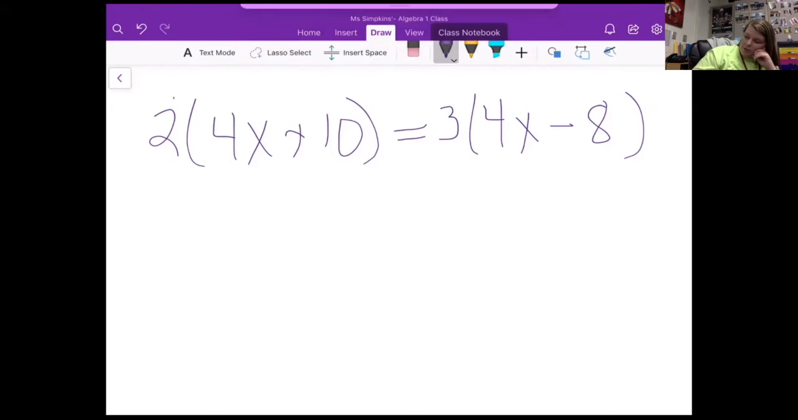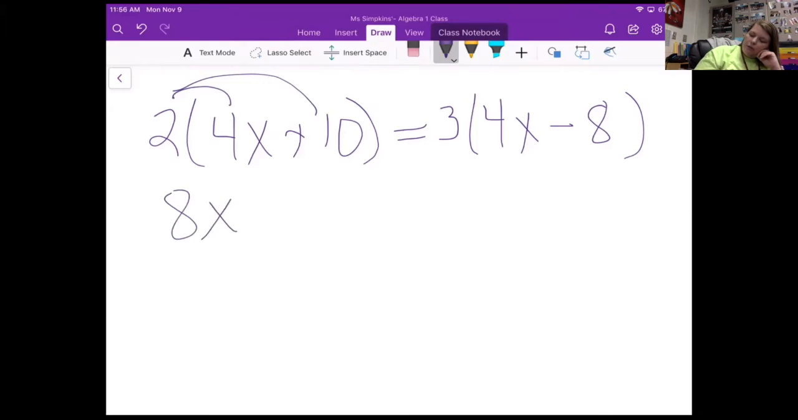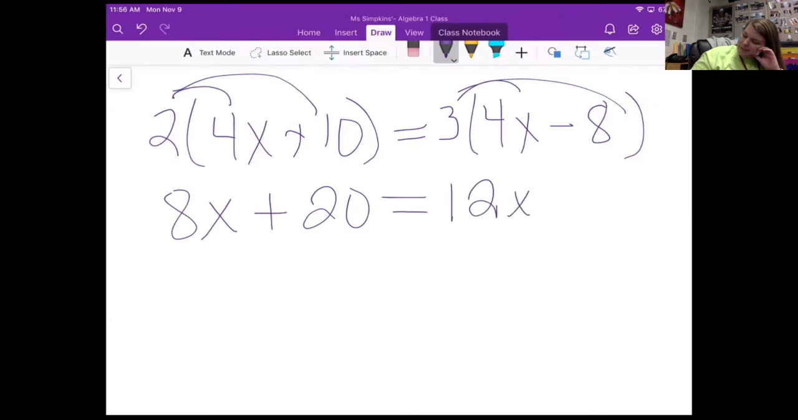Right, I could distribute 2. 2 times 4x would be 8x. 2 times 10 is 20. I could also distribute on the right-hand side, so let's do that. 3 times 4x is 12x, and 3 times -8 would be -24. I can't do anything else on the sides individually. I can't combine like terms. I don't have anything to do.